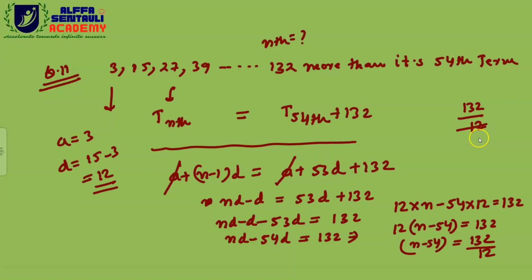Are you sure? So we'll get 11. So n minus 54 is equal to 11. So n will be 54 plus 11. Solve this. How much will we get? 4 plus 1 is 5, 5 is 5, so 65.